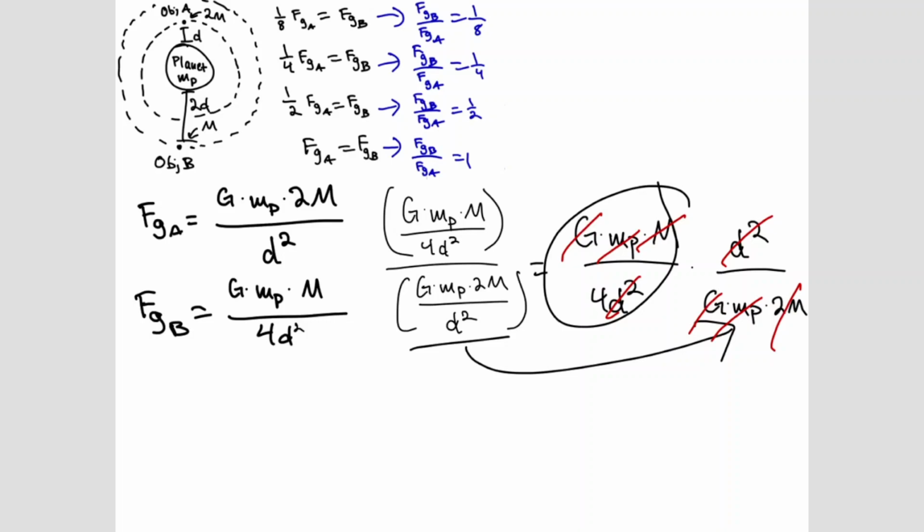So this just becomes a lot of 1s over the top. And then we have this 4 and this 2. 4 times 2 is 8. Boom, we have our answer, 1 over 8. So that means that this option, 1/8 times FGA is equal to FGB. That is the correct option.